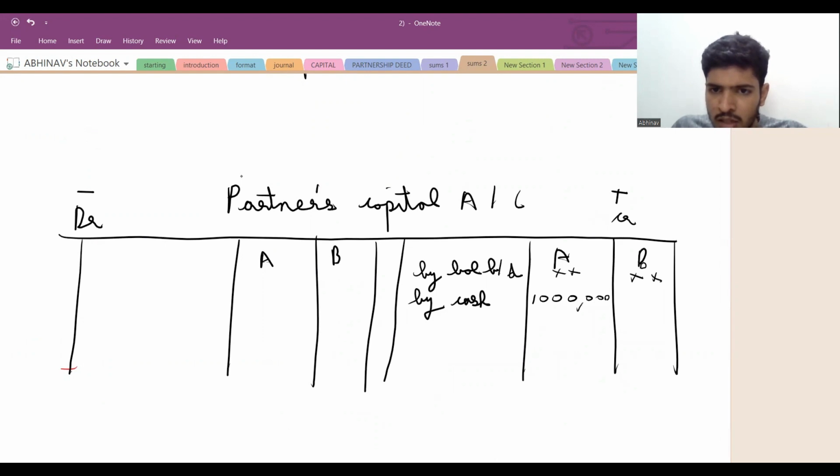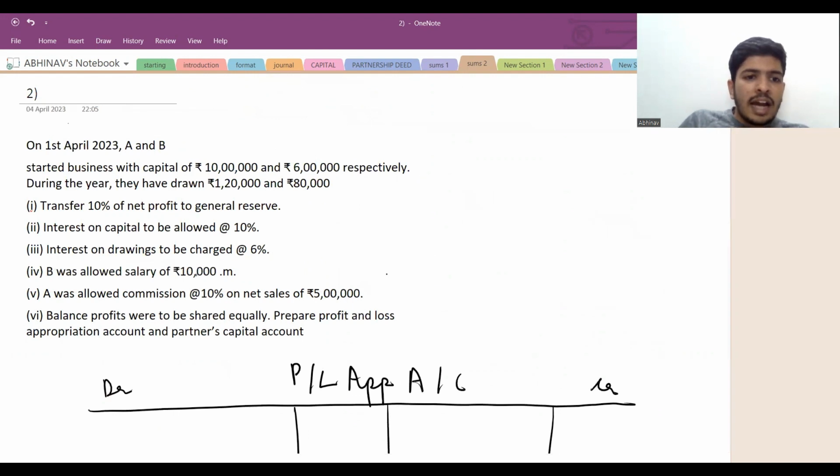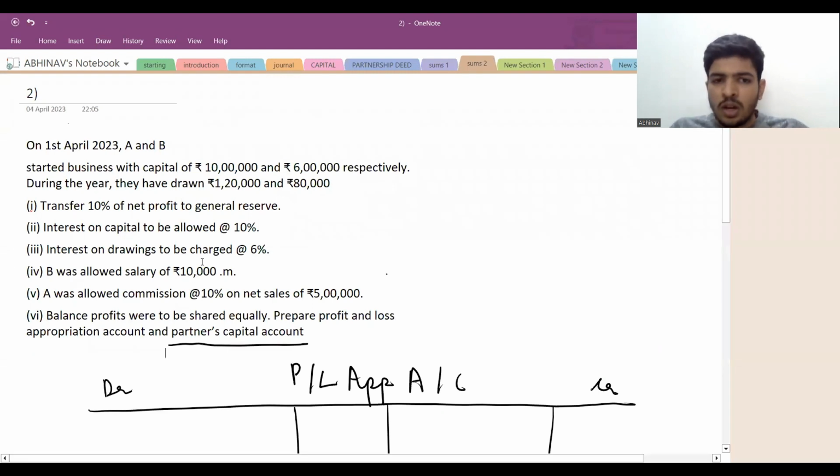A brought in 10 lakhs and B brought in 6 lakhs. This is the first entry. Now, another doubt you may have: I don't prepare partner's capital account, but I didn't mention if it's fluctuating method or fixed method. Whenever they just mention partner's capital account and don't mention the method, always assume it is fluctuating.